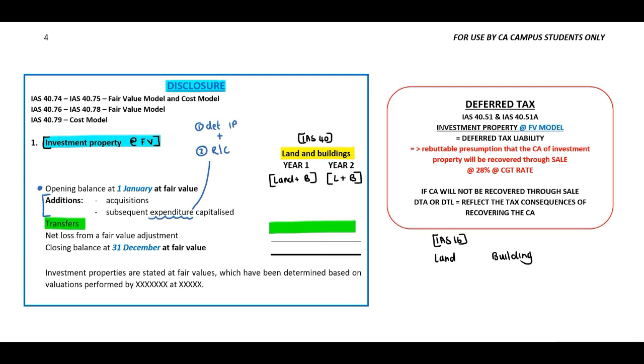If there is any movements in our fair value, therefore our fair value adjustment, and then the closing balance at the end of the year at fair value. Now guys, the investment property note is pretty easy. You just need to study this and ensure that you understand the difference between our IAS 40 disclosure compared to our IAS 16 disclosure.